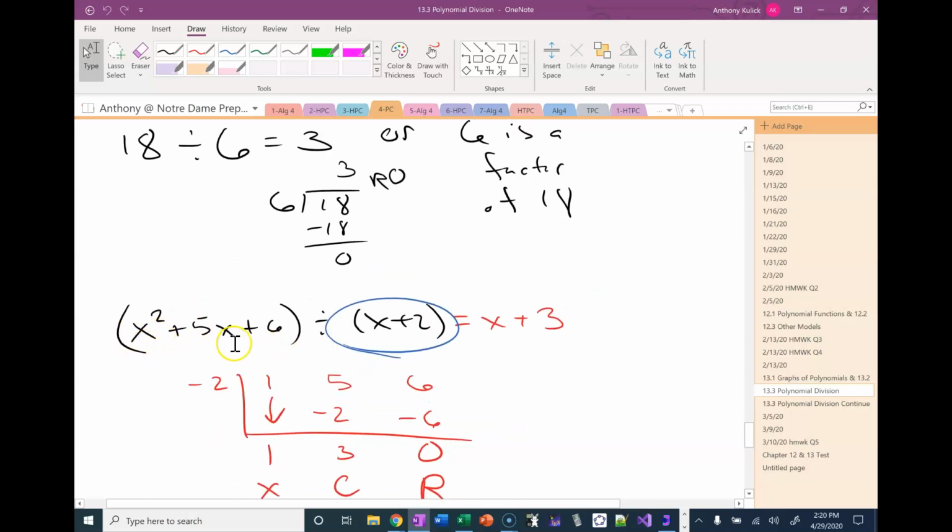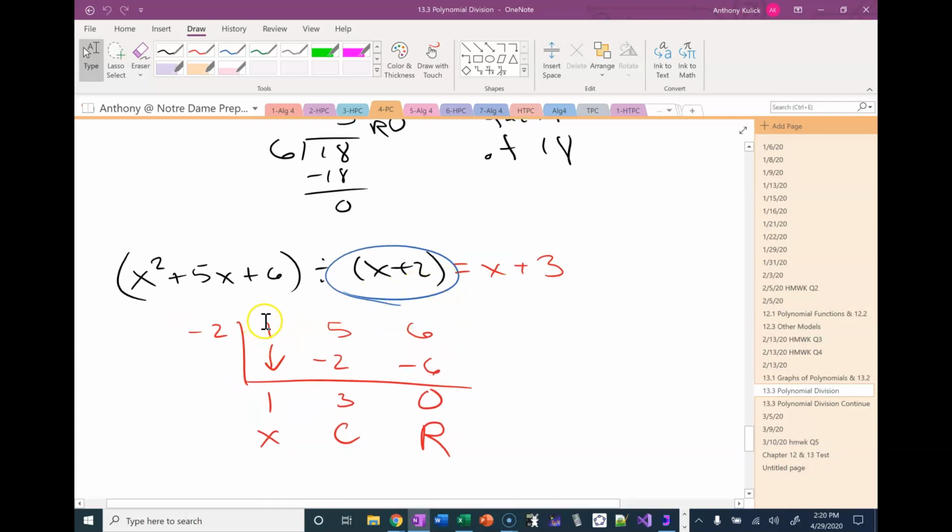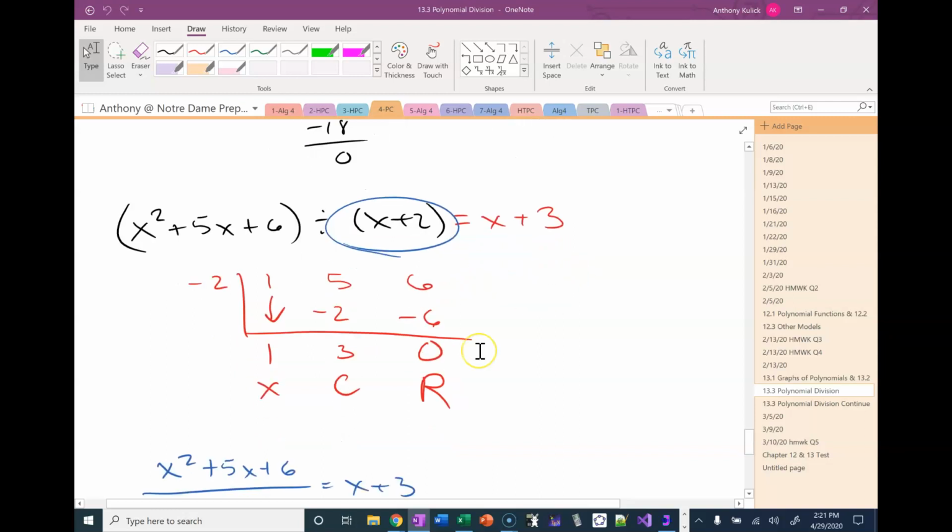So let's consider this problem, x squared plus 5x plus 6 divided by x plus 2. If I do my synthetic division, I put my negative 2 out here, and then I have a 1, 5, and 6 across the top. I do my synthetic division, and I get remainder 0, and my quotient is x plus 3. So I have that x squared plus 5x plus 6 divided by x plus 2 is equal to x plus 3. This also tells me something as well.